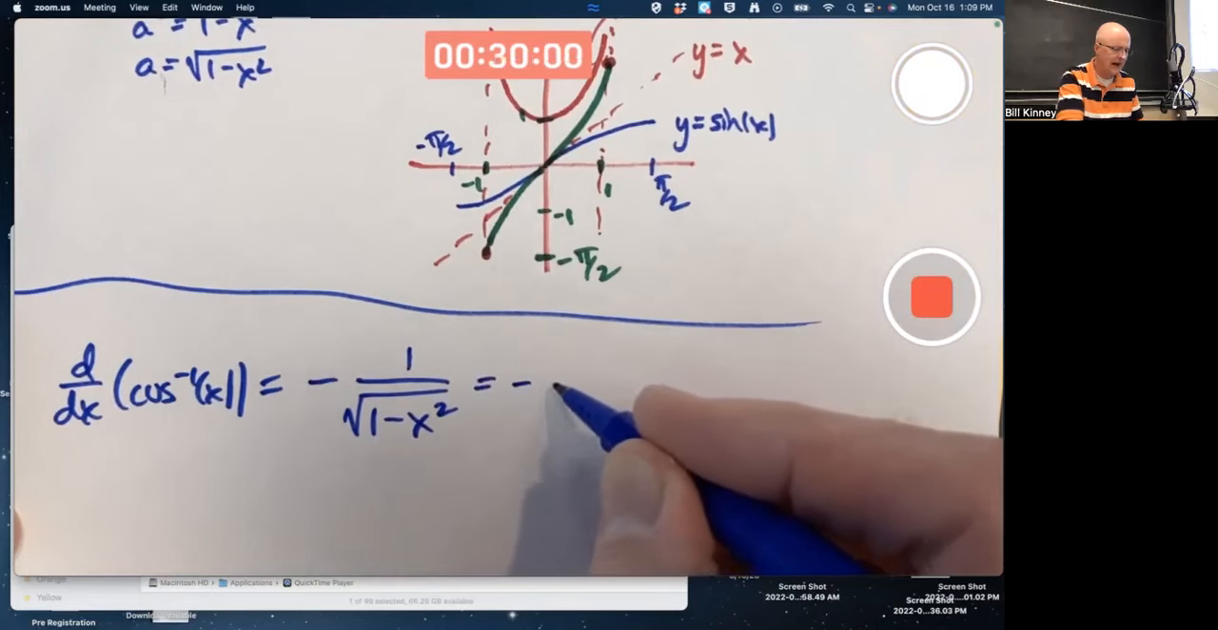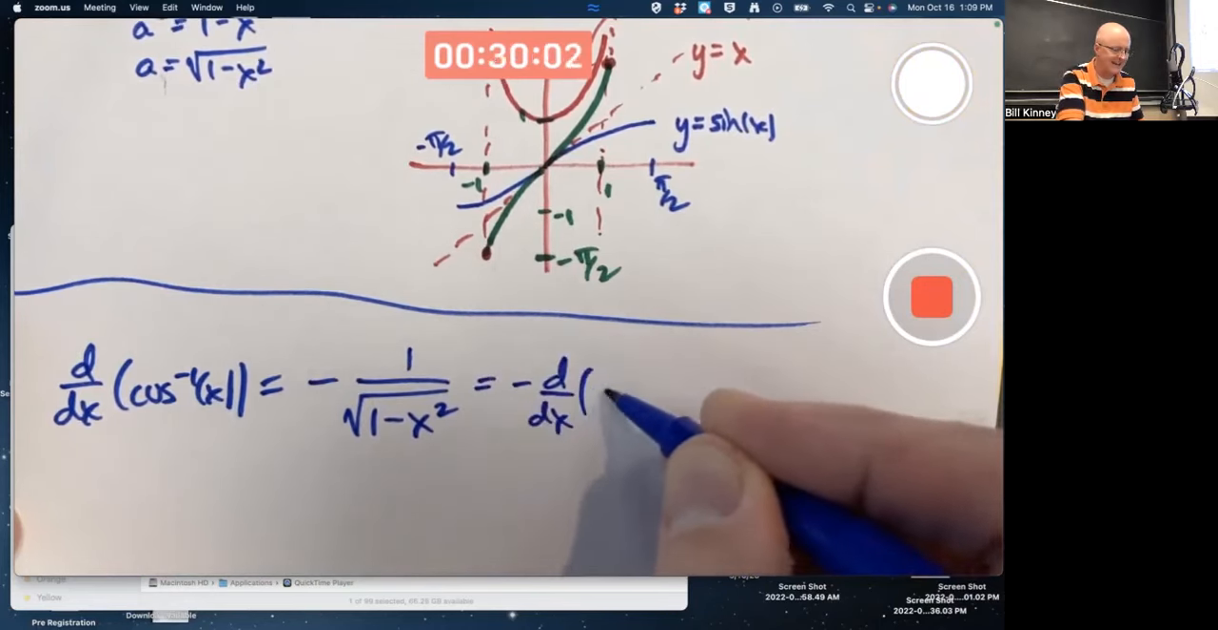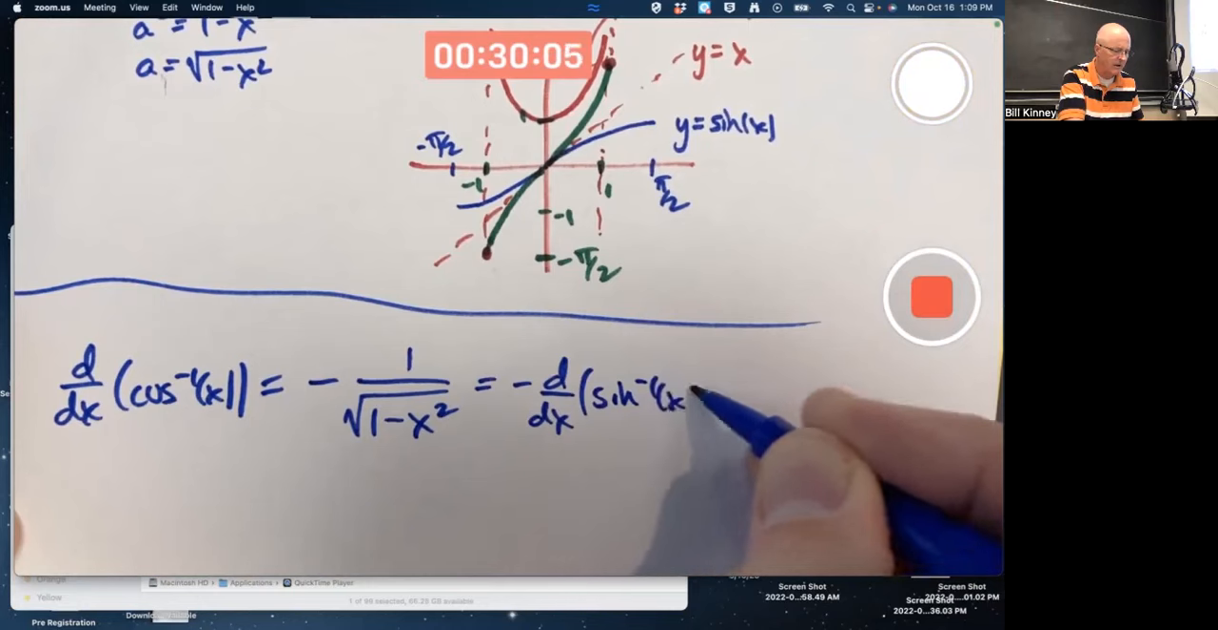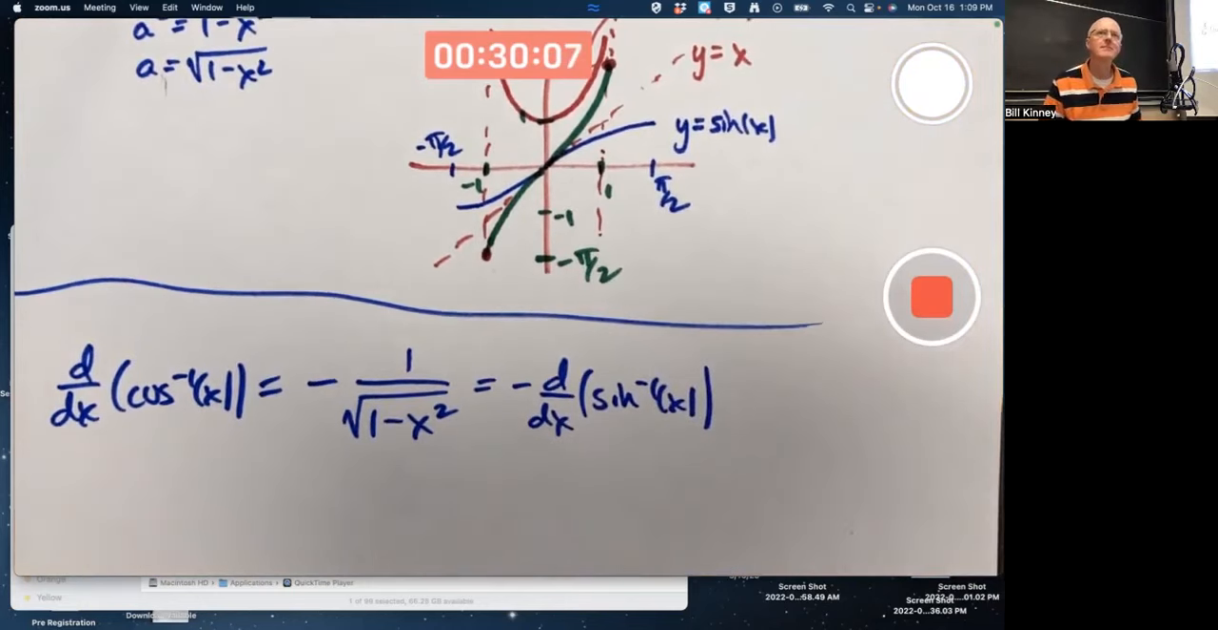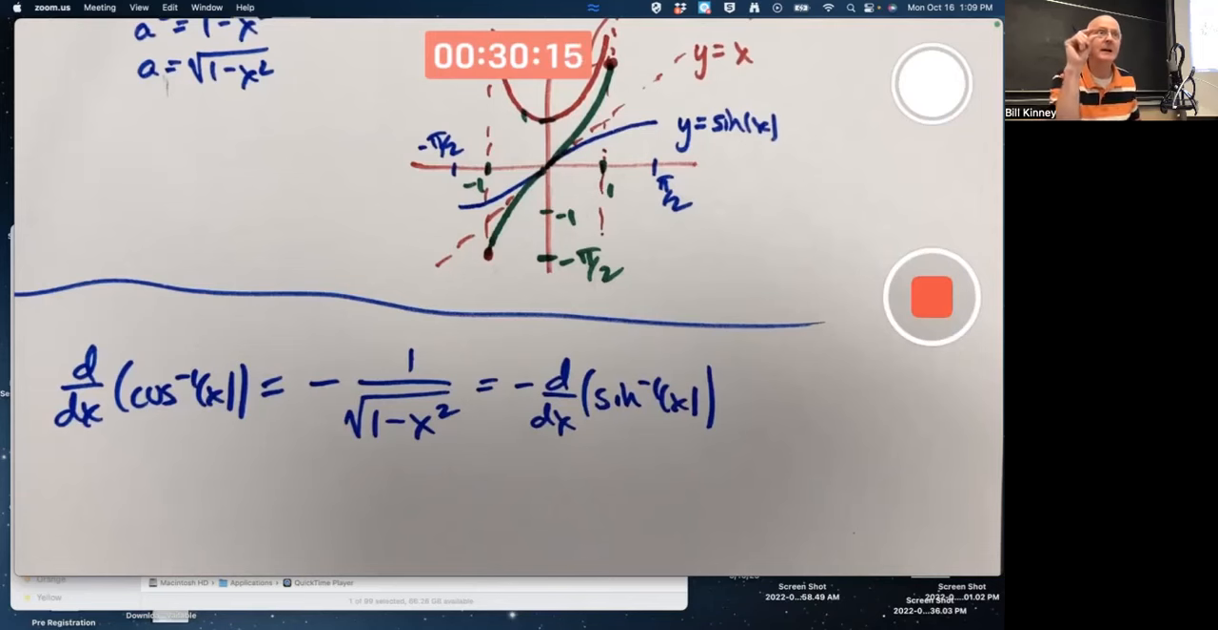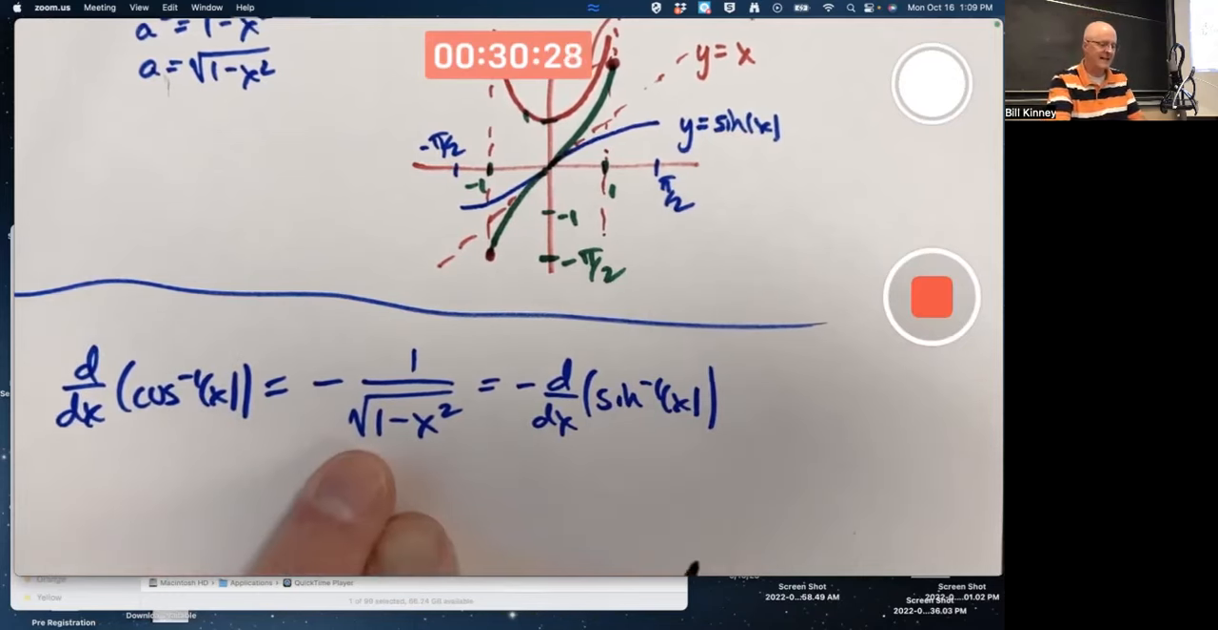That's interesting. It's the opposite of the derivative of inverse sine. Isn't that weird? Why would that be the case? It is the case. It is true. I would encourage you, if you like math even a little bit, to see if you can figure out why. Maybe I should say, even if you don't like math, not even a little bit, maybe you should see if you can figure out why. Why is the derivative of inverse cosine this? And that's the opposite of the derivative of inverse sine.